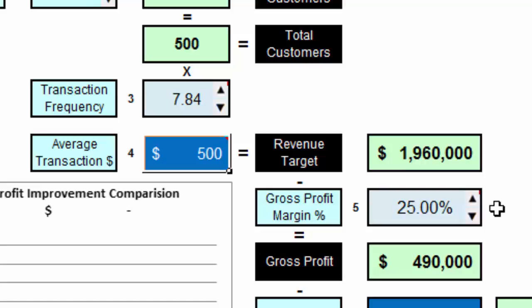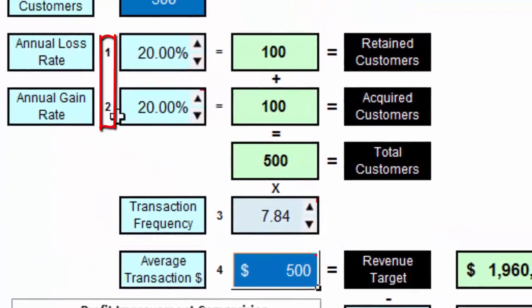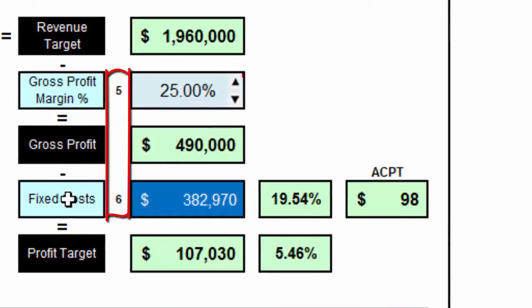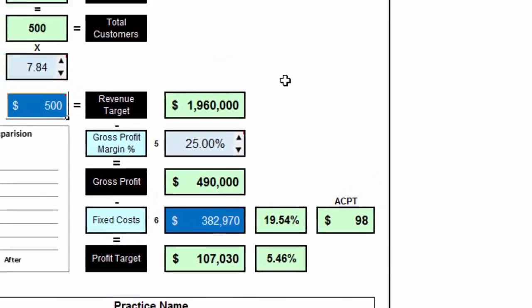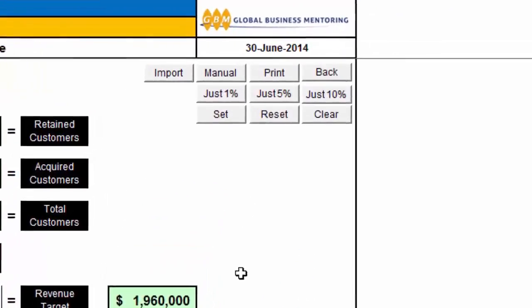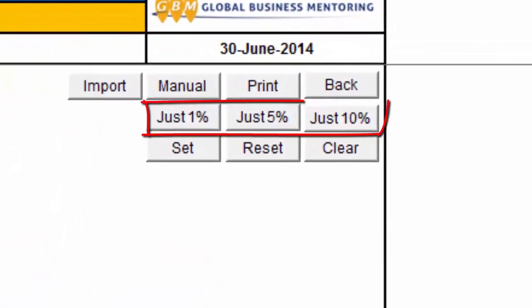There are 6 drivers of profitability in a business, and this has been highlighted with the numbers beside the cells, which have a 1, 2, 3, 4, 5, and 6, and they're the 6 drivers that we'll focus on. But today's exercise will simply be demonstrating the quick scenario button capability of Profit Explorer, where you can demonstrate to a client what the immediate effect would be of improving those 6 profit drivers by the various percentages given in those activation buttons.